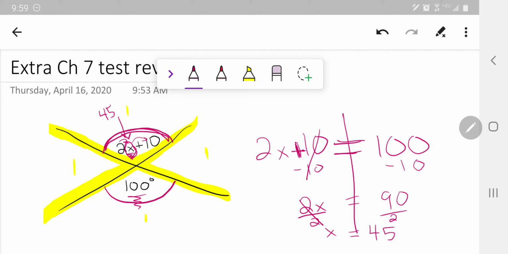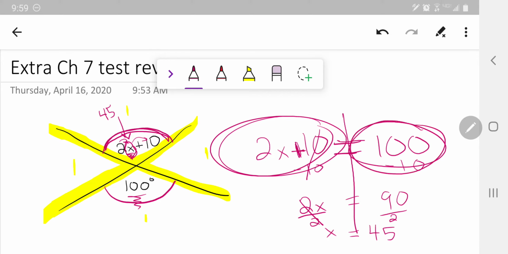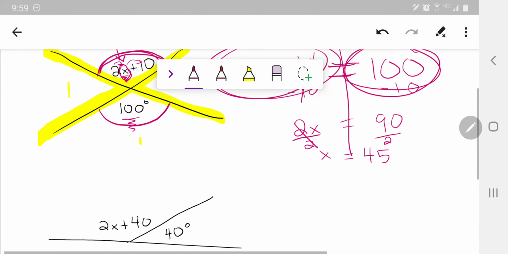All right, so let's go on to another one. So that's where this one is, where when we have vertical angles, they have to be equal. So we put 1 on one side of an equal sign and 1 on the other side of the equal sign. This next one is a little bit different.